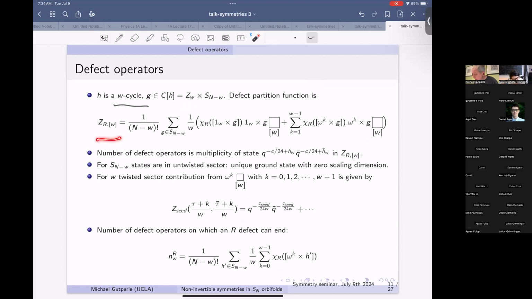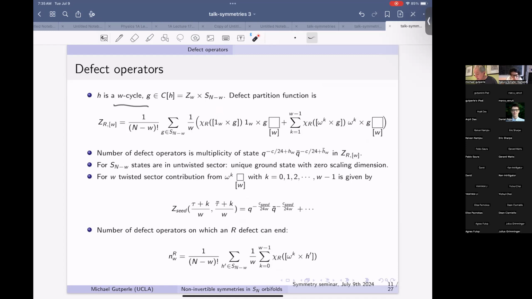So what that means is that in the full partition function, we will limit ourselves to the contribution of the W cycle twisted sector. One can write this out: this would be the W twisted sector, and then we sum over the centralizer. Here G is in S_{N-W}, and then we also have the action of the Z_W, which is 1, omega, and the different powers of the kth root of unity. And in this partition function, we look for the terms which are associated with the twisted sector ground state.